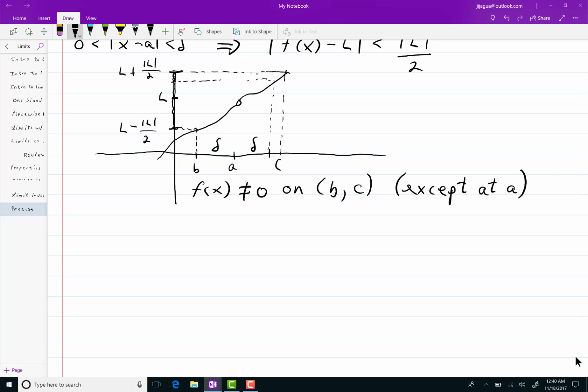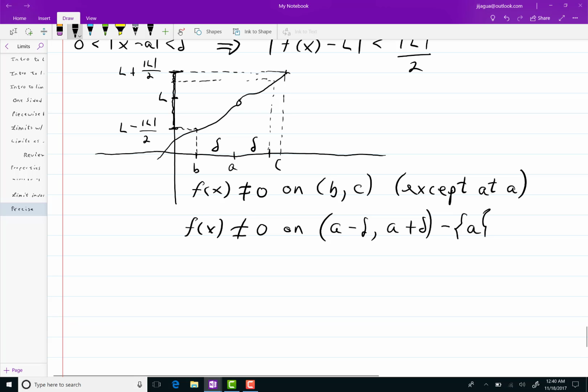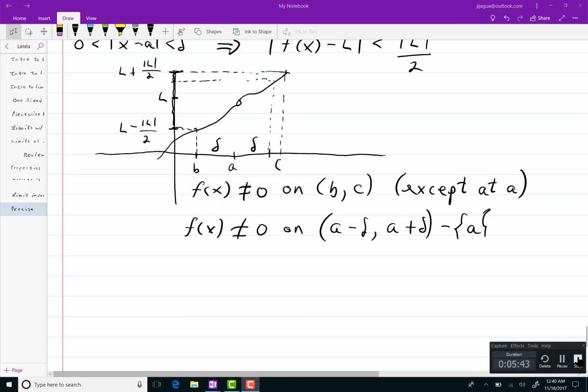So f of x does not equal 0 on (a minus delta, a plus delta) minus the number a itself. So I will be using this technical lemma, I guess you'd call it, to prove the next limit that I want to do.